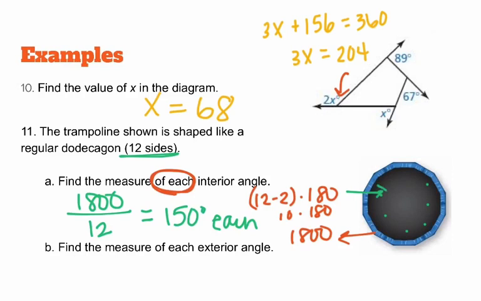Now, the last one, maybe you're thinking, well, an exterior angle forms a straight line. That's 180. 180 minus 150 is 30 degrees. Sure, you could think of it that way. Or the other way to think about it is, well, the sum of the exterior angles is 360. Well, I would have 12 exterior angles. 360 divided by 12, you still get 30 degrees. It doesn't matter which way you think about it, so do whichever one makes the most sense to you.